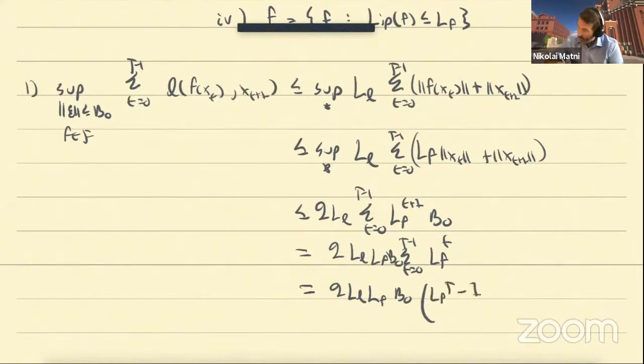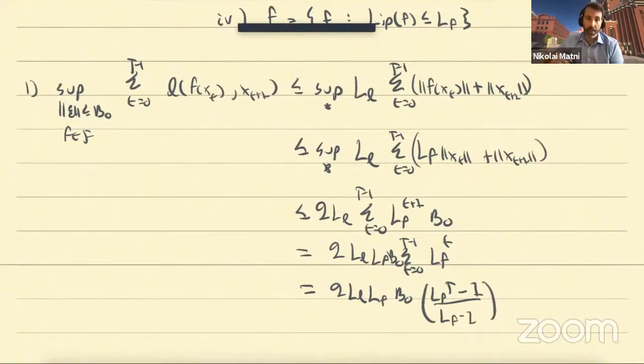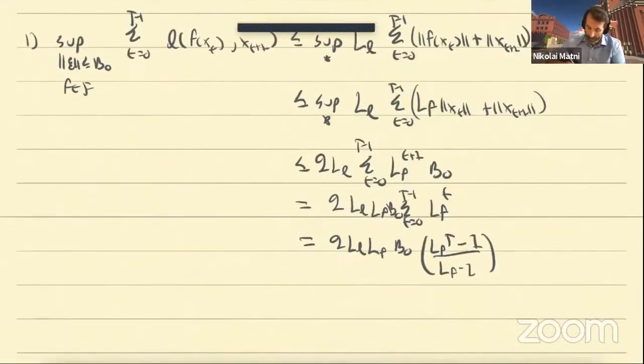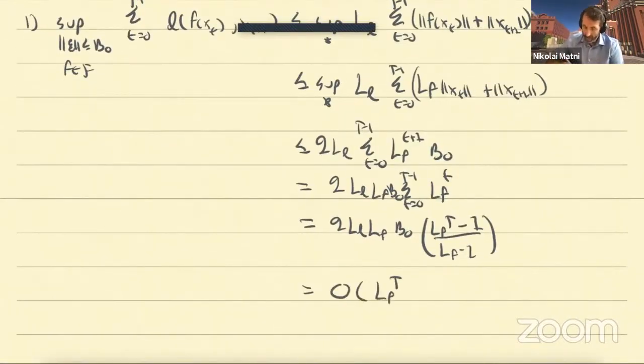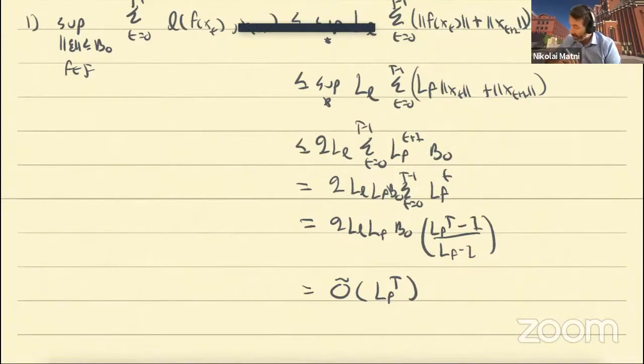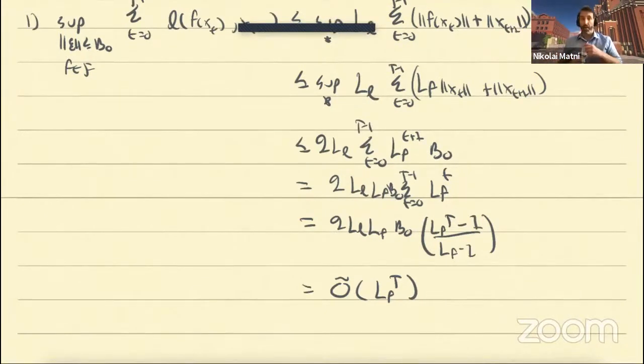LFT minus 1 over LF minus 1. And what we're going to assume is that this Lipschitz constant is greater than or equal to 1, because if it's less than 1, then this isn't particularly interesting. So the main takeaway here is that this is going to scale like order, up to other constants, exponential in the horizon t. And the base of that is the Lipschitz constant. Right? So that's what happens if you don't make any underlying assumptions on the stability properties of the nonlinear system.